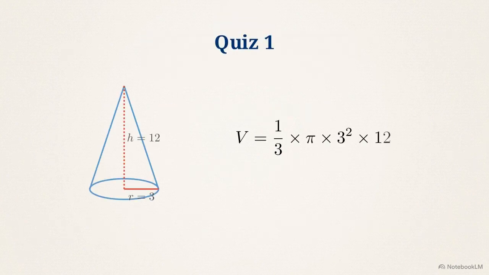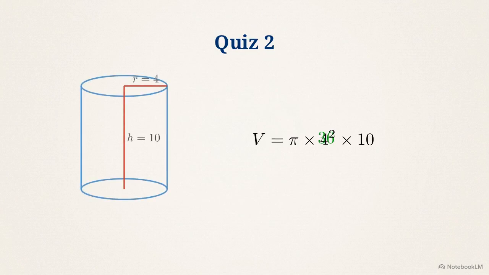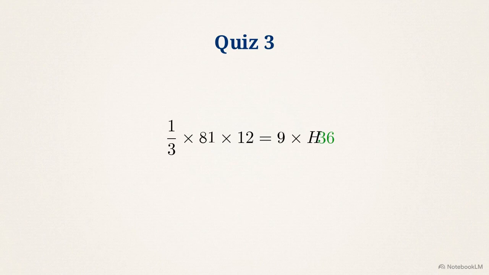Let's practice. For a cone with radius 3 and height 12, 3 squared is 9. 1/3 of 9 is 3, and 3 times 12 gives a volume of 36π. A cylinder has radius 4 and height 10. 4 squared is 16. Multiply by 10, and the volume is 160π.